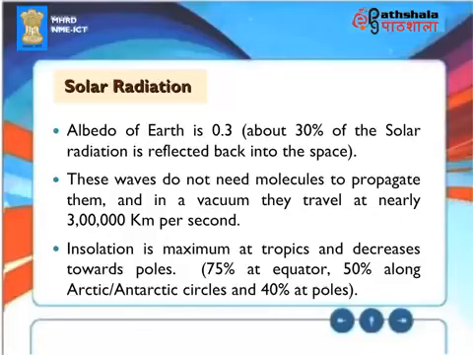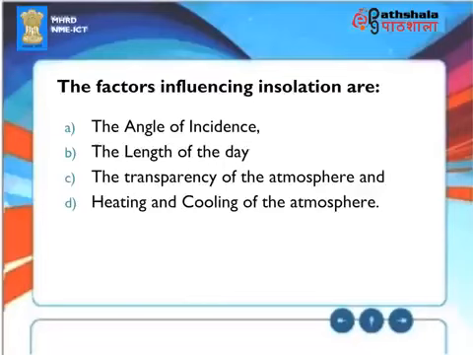These waves do not need molecules to propagate them, and in a vacuum they travel at nearly 3 lakh kilometers per second. Insolation is maximum at tropics and decreases towards poles: 75% at equator, 50% along Arctic and Antarctic circles, and 40% at poles. The factors influencing insolation are the angle of incidence, the length of the day, the transparency of the atmosphere, and heating and cooling of the atmosphere.